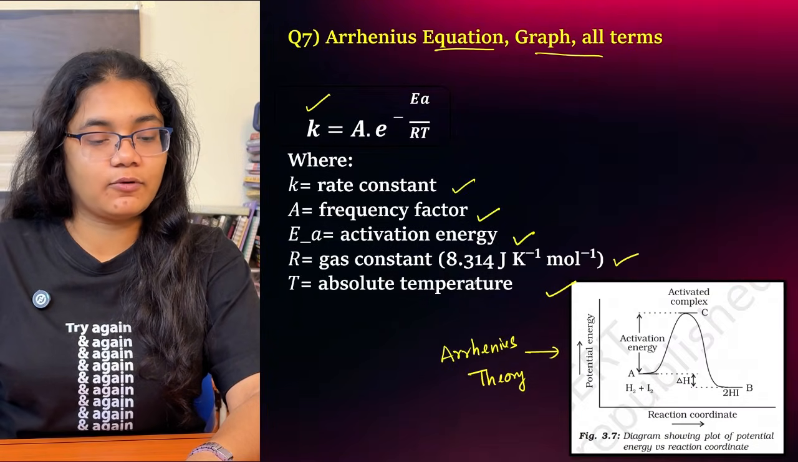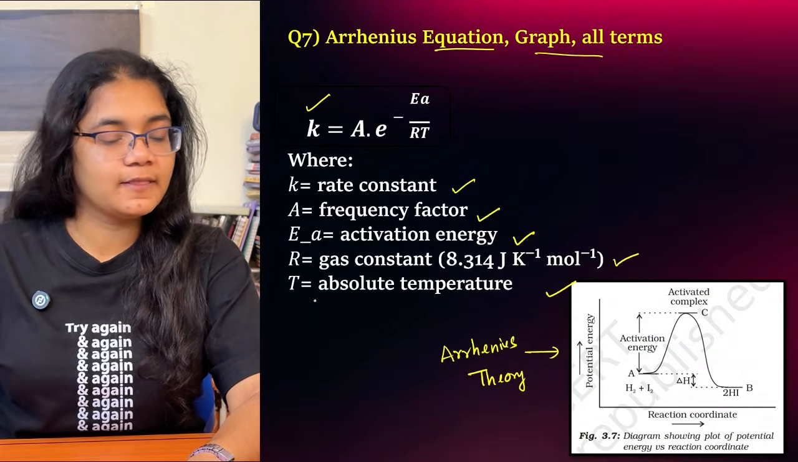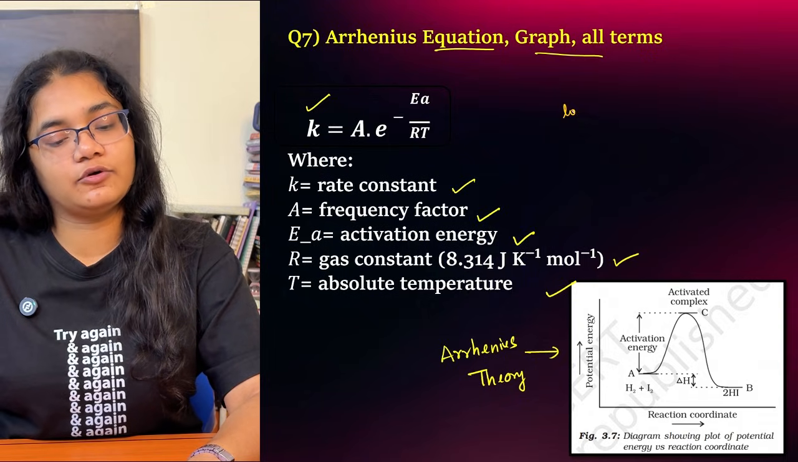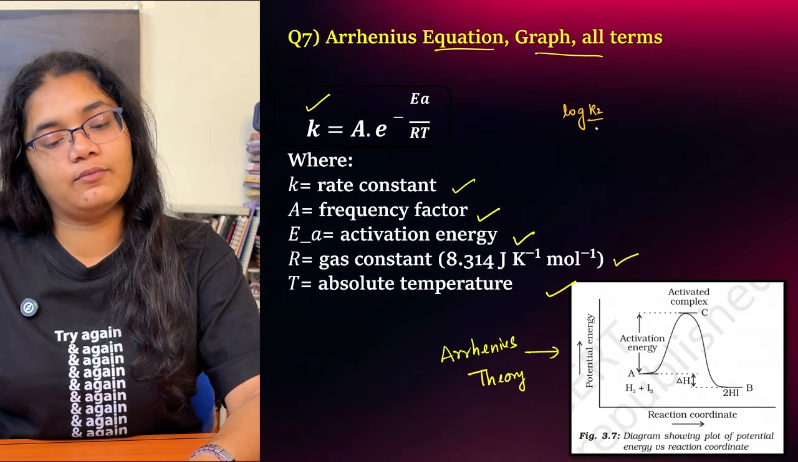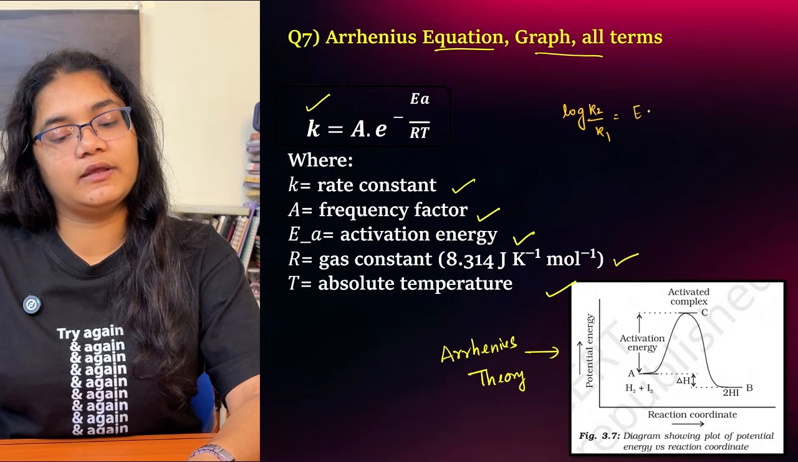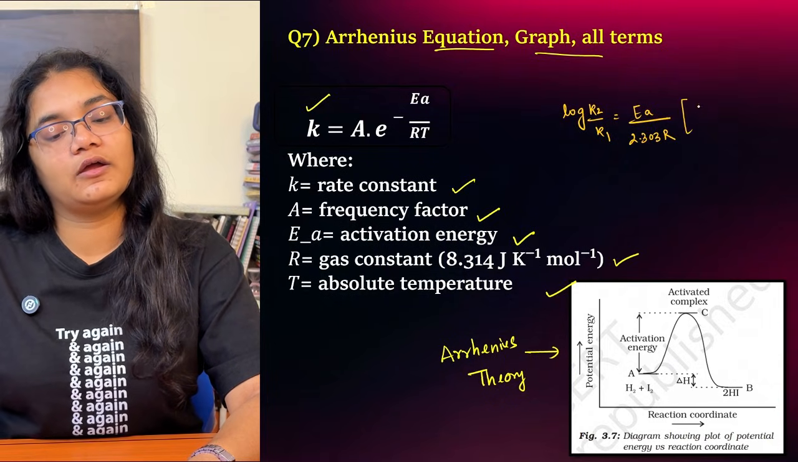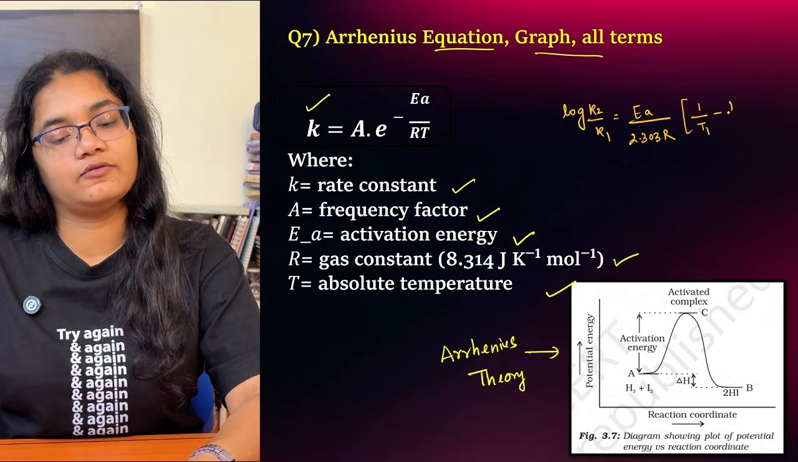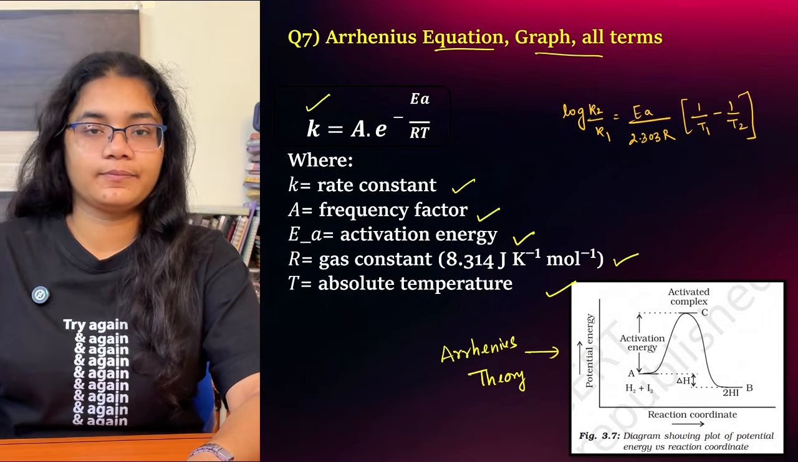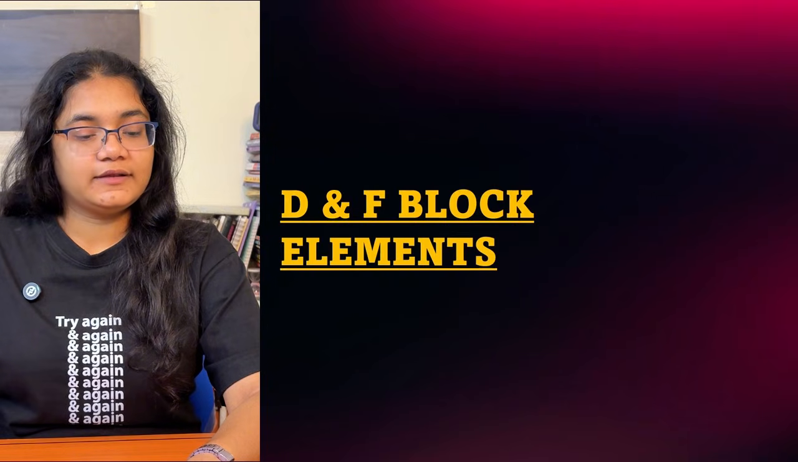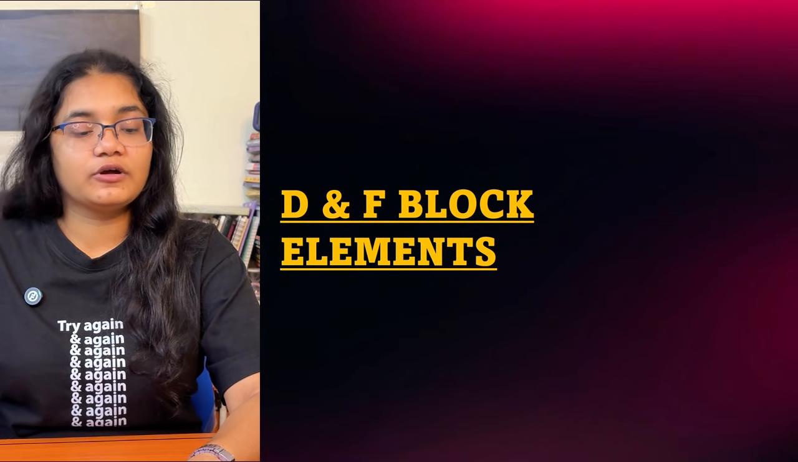Now here one more important thing, I want to write down the formula for the Arrhenius equation for two different temperatures. log K2 by K1 is equal to Ea by 2.303 R into (1 by T1 minus 1 by T2). Okay. Next, we'll talk about the D and F block chapter.